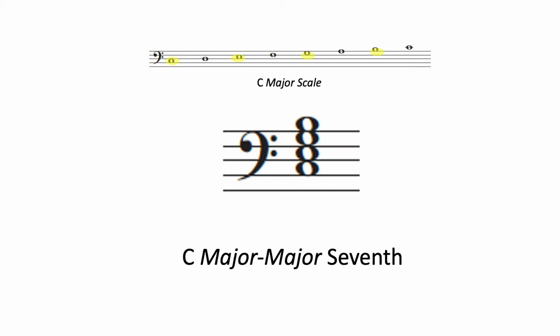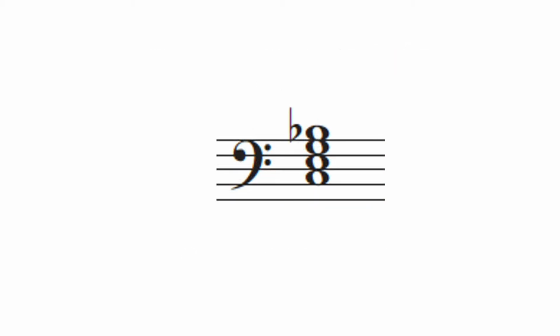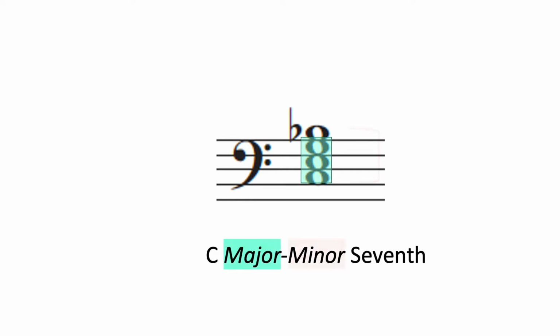Okay, now you can see something's been altered. We added a flat someplace. So what's happening here? Well, the triad has remained the same. That is still a major triad. But the seventh has been altered. It is no longer a major seventh, it is now a minor seventh. So this is known as a major minor seventh.